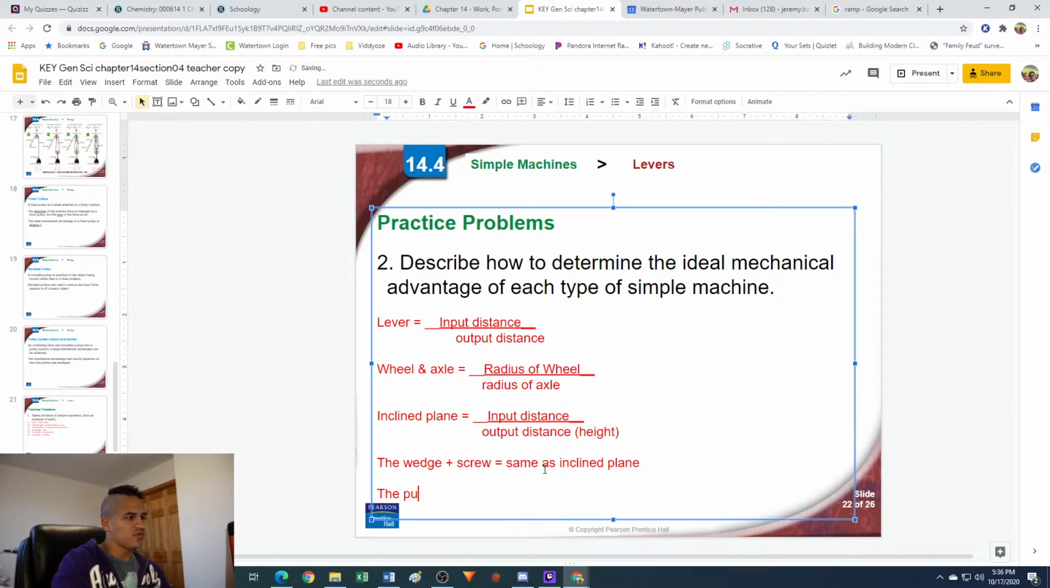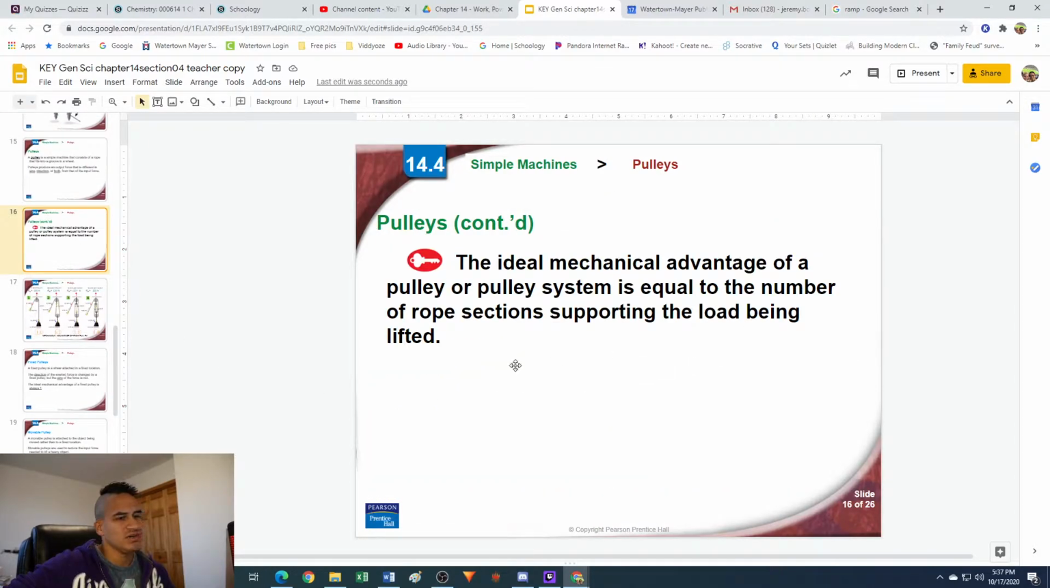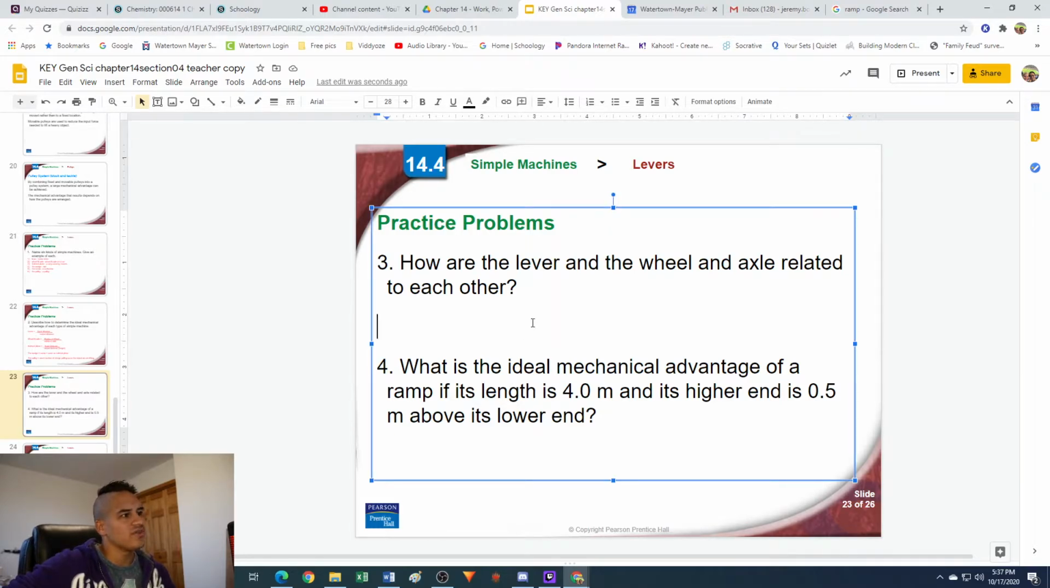As for the pulley, we need to count the number of strings pulling up on the object we are lifting. So for the pulley, to determine the mechanical advantage, you count the number of strings pulling up on the object that you are trying to lift, and that is listed right here. Okay, all right. Number 3, how are the lever and the wheel and axle related to each other?